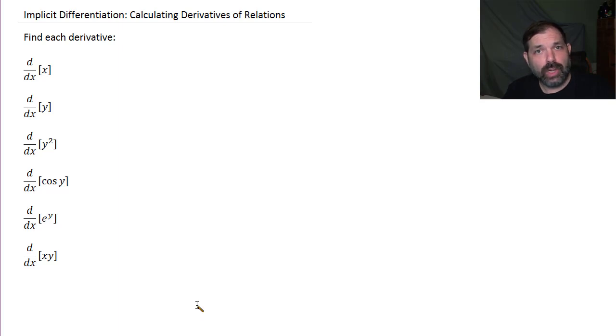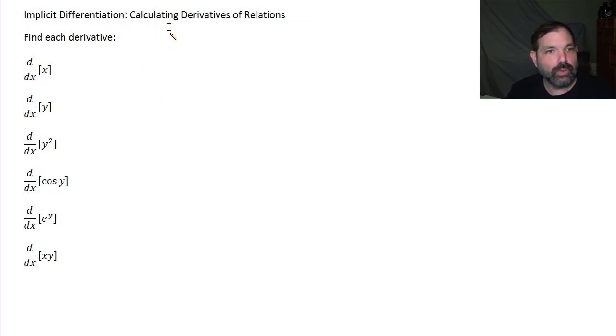This type of differentiation allows us to take derivatives of not functions, but rather relations. So expressions that can't be written in an explicit form, so not in the form y equals f of x, but more of a relation. We can apply this technique called implicit differentiation to calculate the derivative. So let's build this idea and learn how to use it.